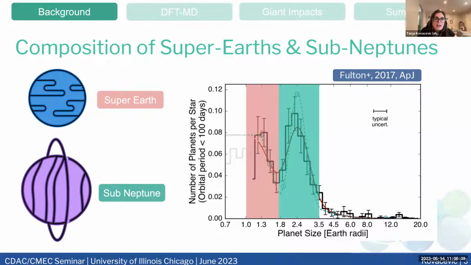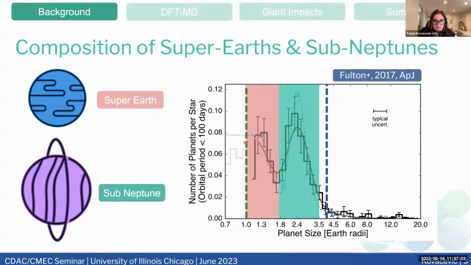And that means that, in the occurrence of these planets, it seems like there are two types of planets that like to occur when the planetary system is being formed. You're going to have planets that like to be around 1.3 Earth radii and around 2.4 Earth radii. So this is famously known as the Fulton gap. There seems to be a gap here where there's a dearth of exoplanets.